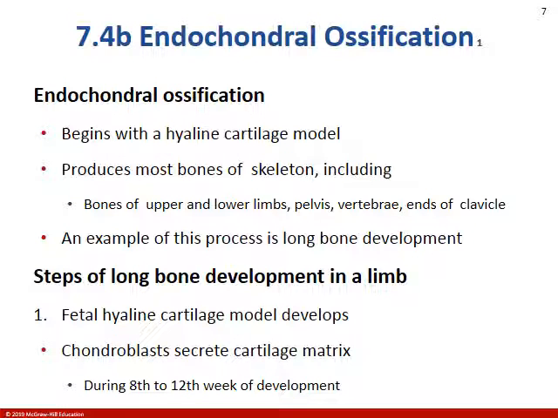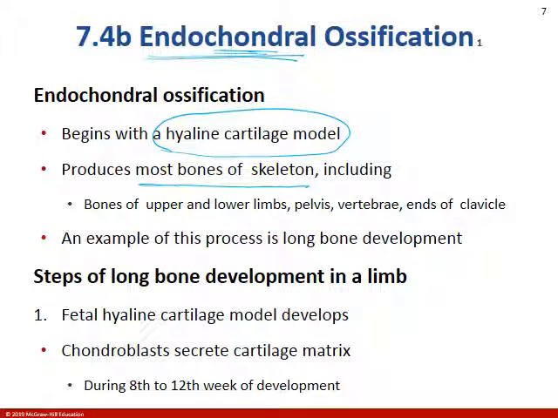The second type of ossification is called endochondral, and so it's going to happen inside cartilage. It's going to begin with hyaline cartilage, and it produces most of the bones of the skeleton. So upper and lower limbs, that's arm, leg, so that's humerus, radius, ulna, femur, tibia, fibula, the pelvis, all of your vertebrae, and the ends of the clavicle. So basically people usually think of this as long bone development. I'm not going to go through the individual steps. I'm going to go to the image and we'll look at it from there.